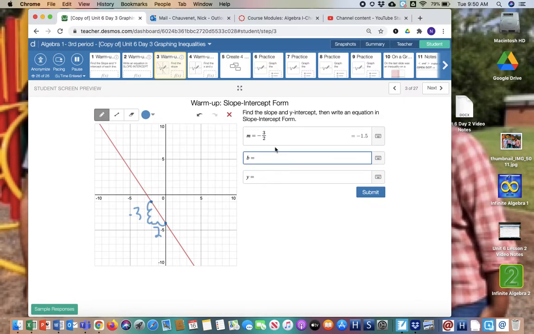For my b, my y-intercept, I'm looking for the value of this point. So I count down, -1, -2, -3, -4. And now I have the slope and y-intercept. I can write the whole equation line. So -3/2 x minus 4. Boom. And that's my equation for the line.